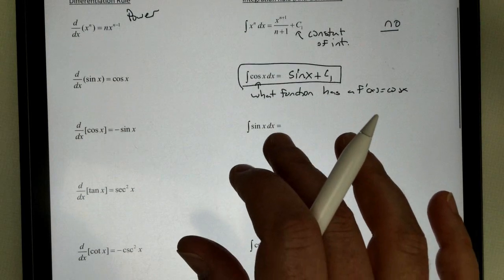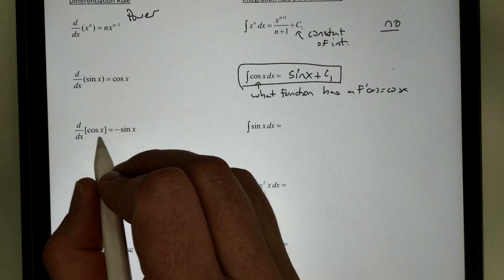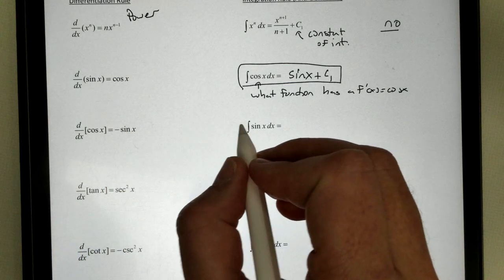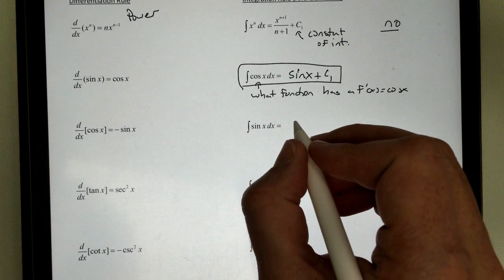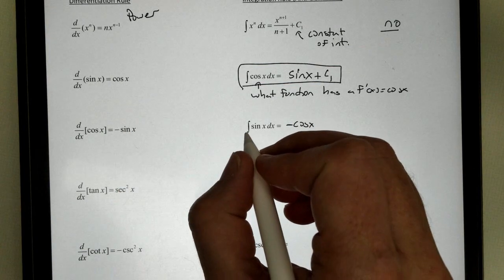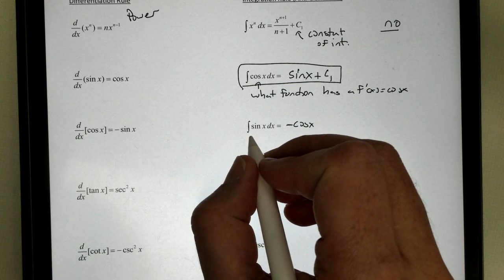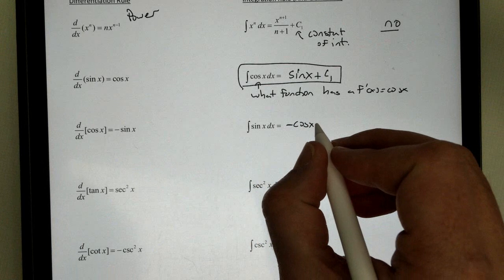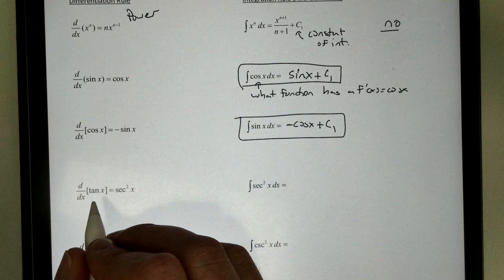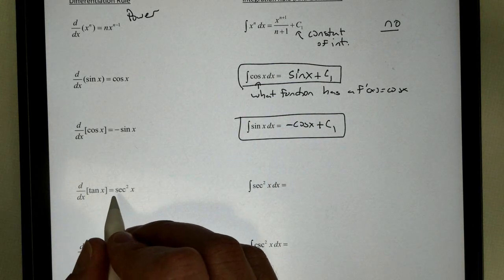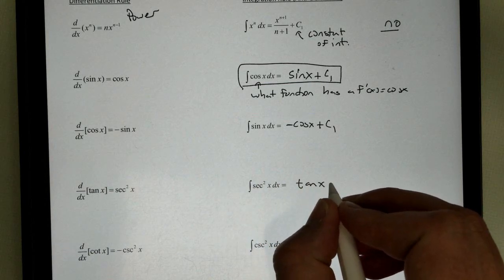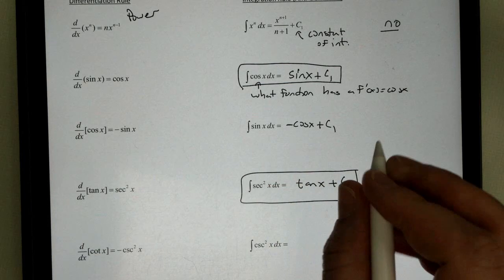And likewise, we can continue on. We know that the derivative of cosine is negative sine. So we say, well, what's the derivative of positive sine? Now be careful, notice we want positive sine, not negative sine, so we want to do the opposite. We know we're going to get cosine of x, but it's going to be negative. We just take that negative and put it on here. So the antiderivative of sine of x is negative cosine of x plus c1. The derivative of tangent of x is secant squared. So likewise, the antiderivative of secant squared is going to be tangent of x plus c1. Don't forget the constant of integration.